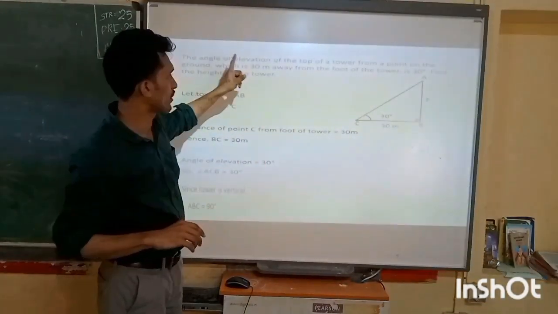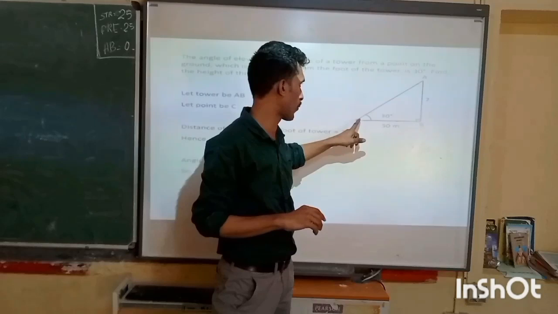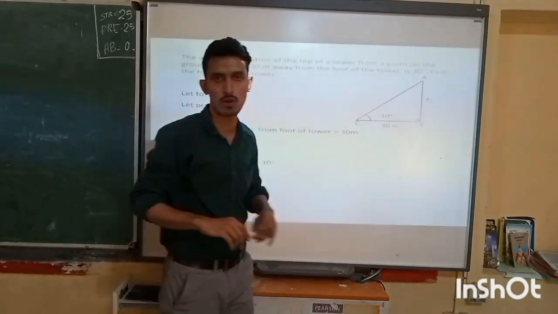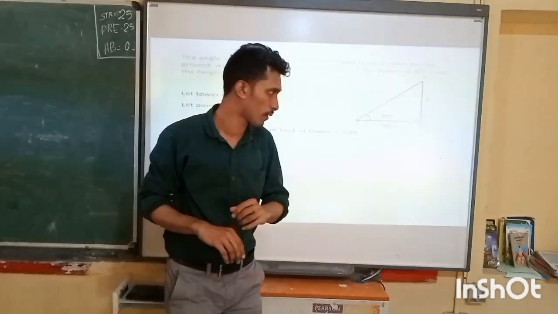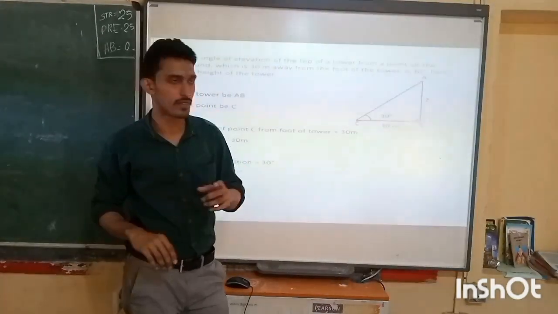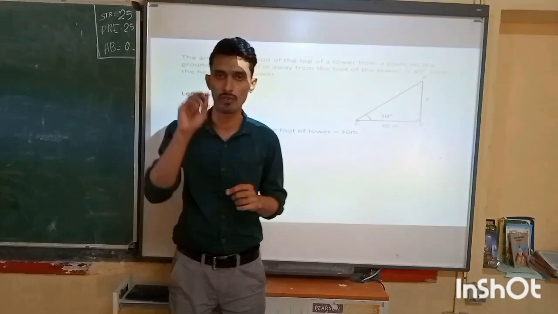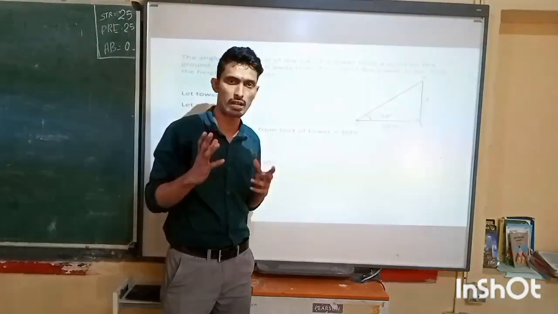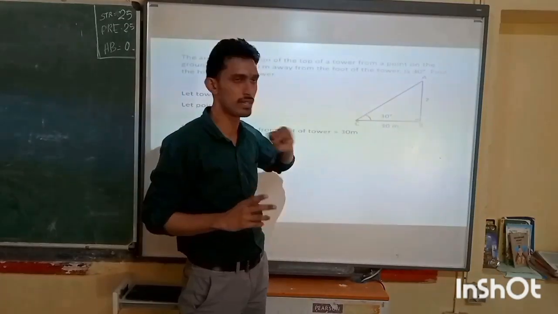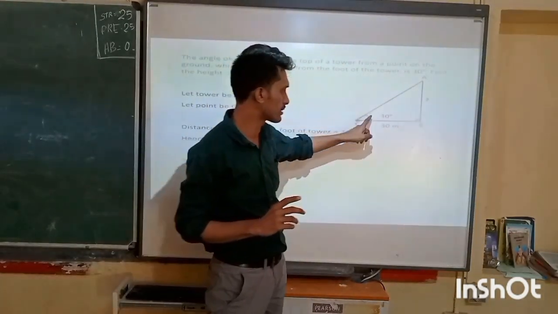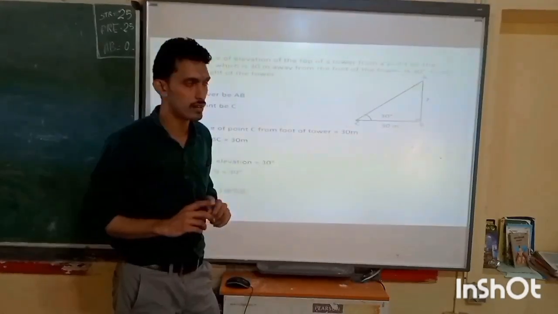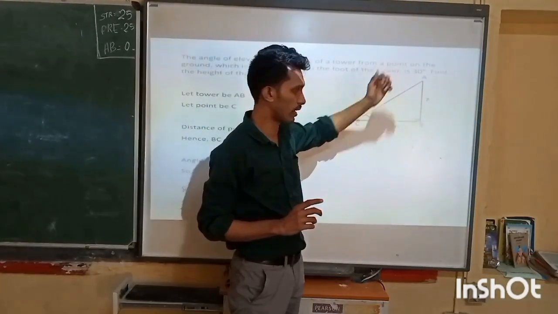So the angle of elevation of the top of a tower from a point on the ground. There is a point on the ground, as you can see, and we are observing the topmost position of a tower. So definitely there will be an angle formed here, that is 30 degree. So the angle is 30 degree and the base part is 30 meter, right? So this is the perpendicular height.